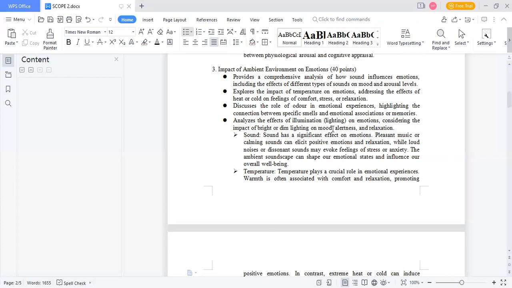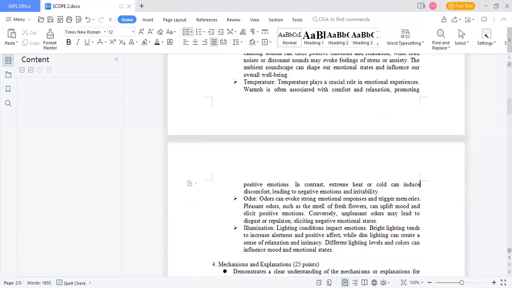All right, looking at another one, temperature. Temperature plays a crucial role in emotional experiences. Warmth is more associated with comfort and relaxation, promoting positive emotions. In contrast, extreme heat or cold can induce discomfort, leading to negative emotions, irritability, or even influencing the way we perceive or our attitudes towards certain related scenarios.